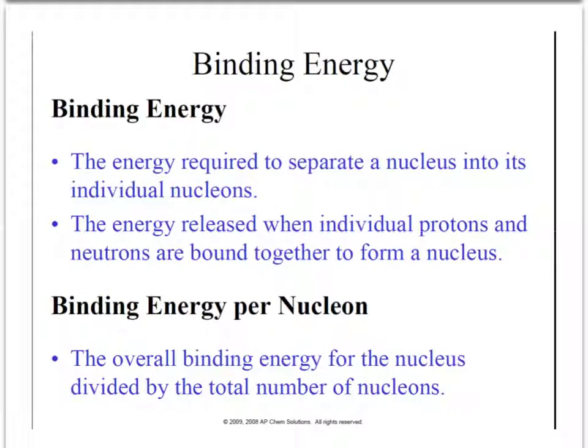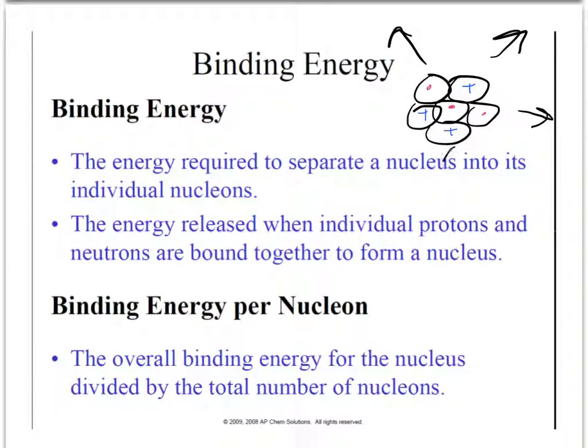Okay, so two words here. Binding energy, which is the energy required to separate a nucleus into its individual nucleons. So if we have a nucleus like this, 3 protons, 3 neutrons, the binding energy would be the amount of energy required to separate all of those individual pieces from each other. So pull all 6 of them completely apart so they feel no force or interaction between them.